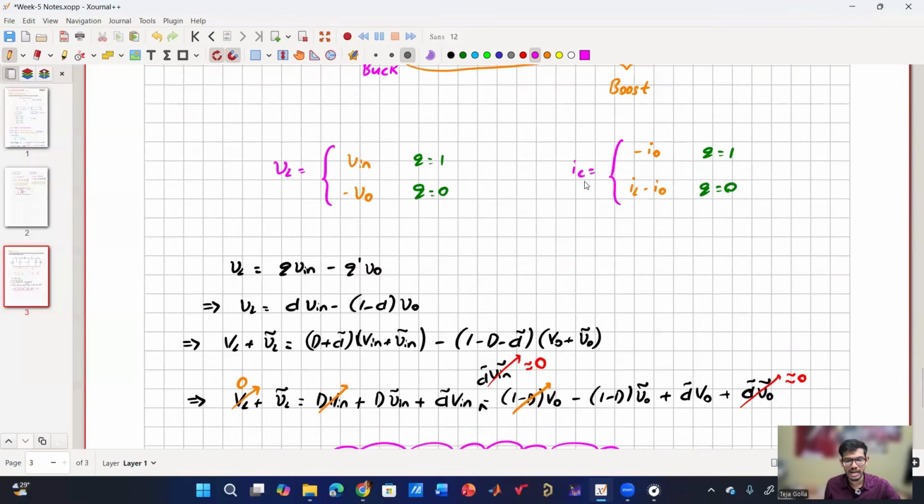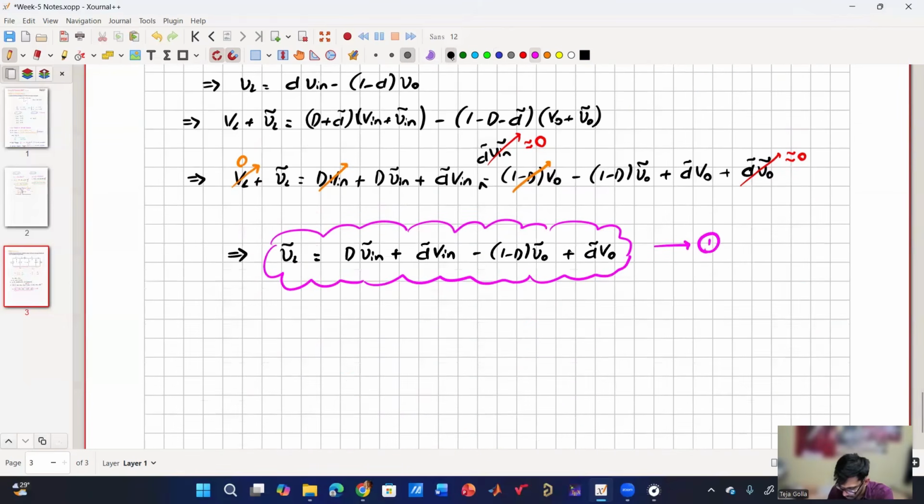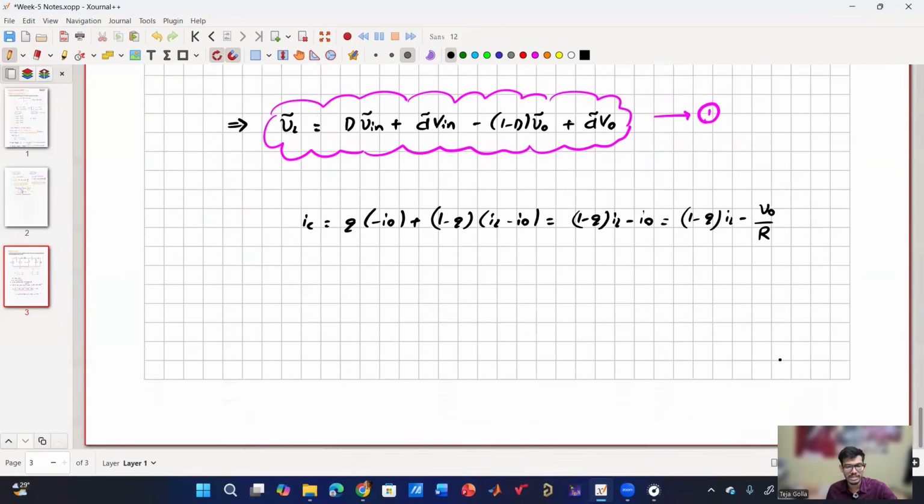So now coming to IC. IC is equals to Q into minus I naught plus IL minus I naught into 1 minus Q. So we are doing the same for IC. IC is equals to Q into minus I naught plus (1 minus Q), or Q bar, into IL minus I naught. If you simplify it, you will get (1 minus Q) into IL minus I naught. I want everything in terms of IL as well as V naught, so (1 minus Q) into IL minus V naught by R.